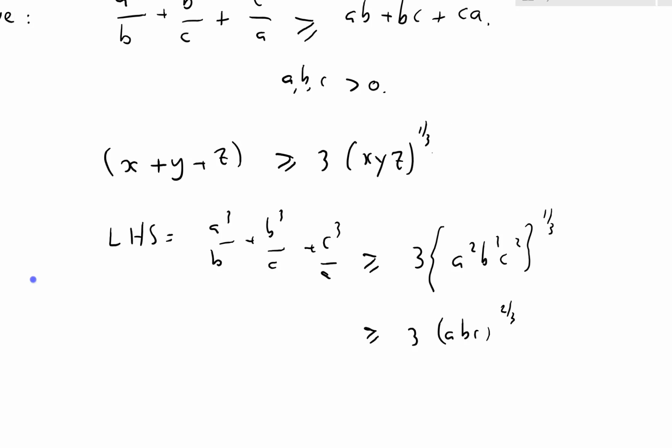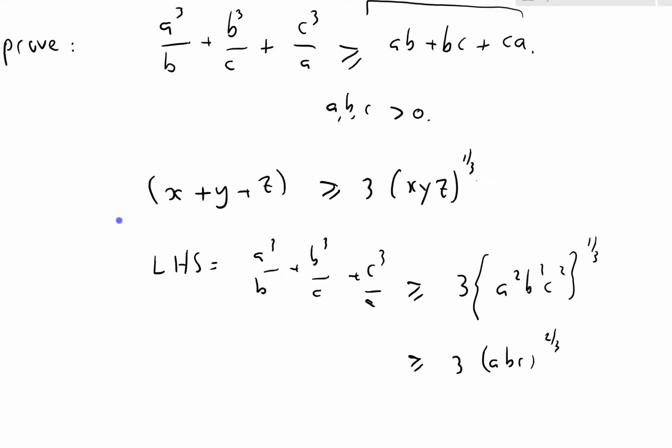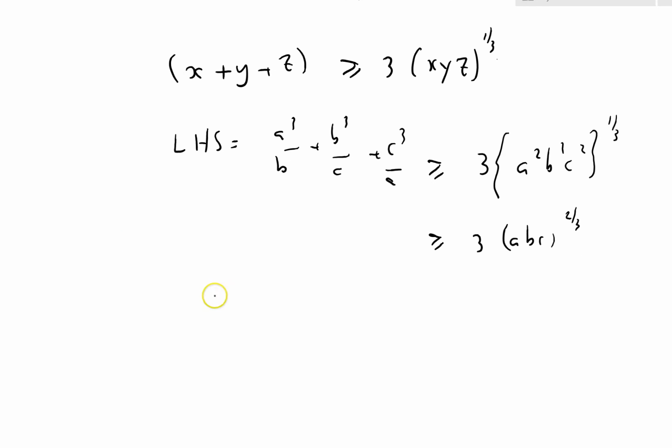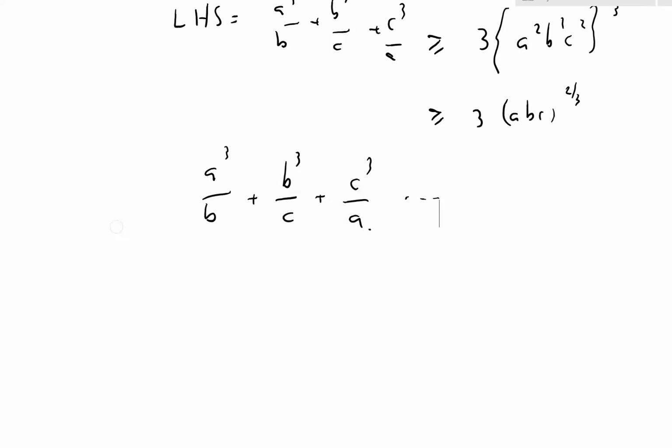It's not really what we're after because here the right hand side is a sum of things, and so it's not really very helpful. Let's just start again with that. We've got a cubed over b plus b cubed over c plus c cubed over a. Okay, what am I going to do with that?